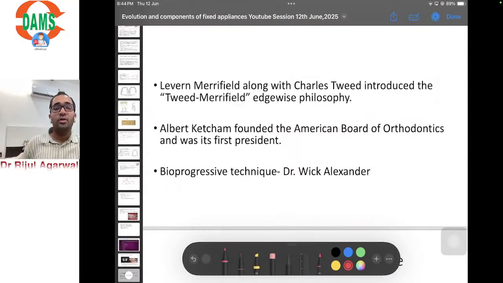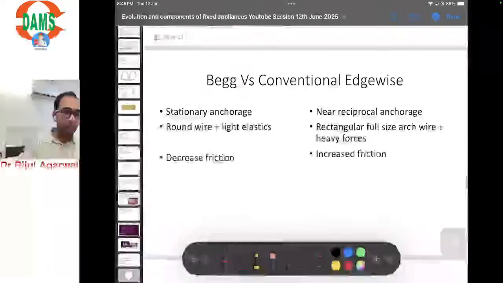Similarly, Levin Merrifield, he was a student of Charles Tweed. They together introduced the Tweed-Merrifield edgewise philosophy. Okay. Similarly, there was a technique given by Vic Alexander known as the bioprogressive technique. We are not going to discuss them in detail, just remember the names of these scientists. Okay, so Albert Ketchum was the founder president of the American Board of Orthodontics.